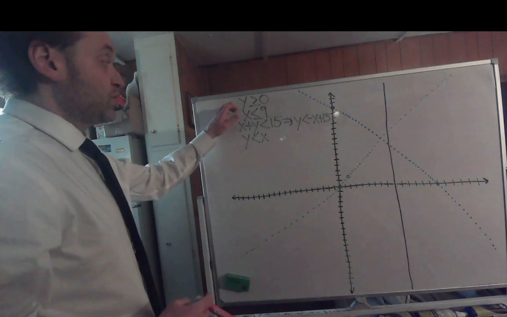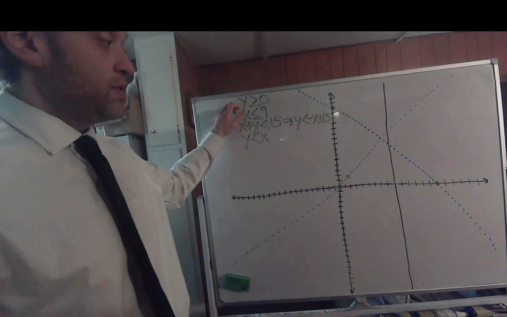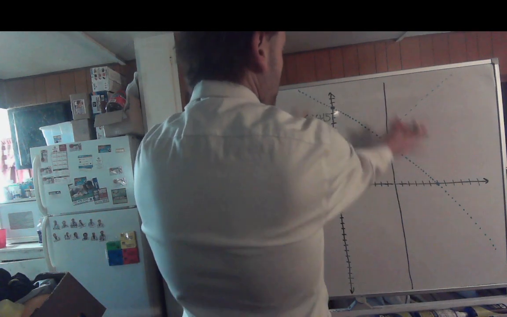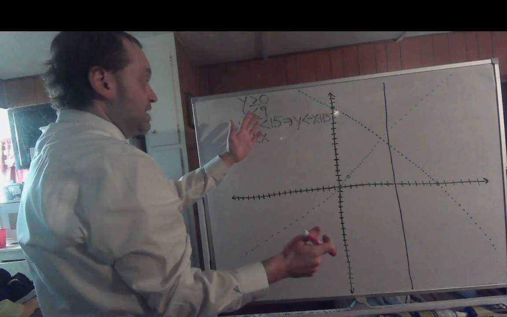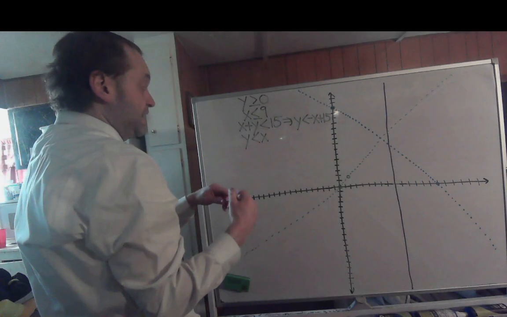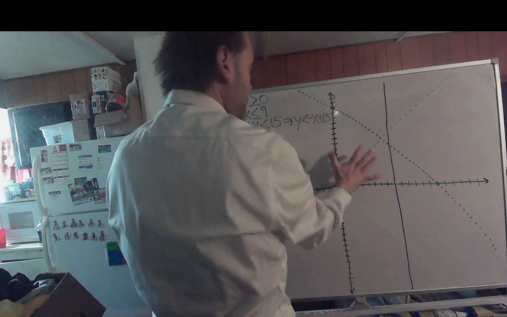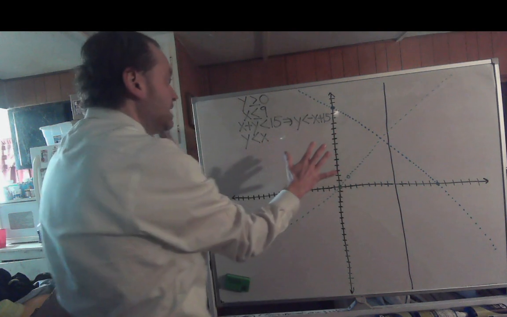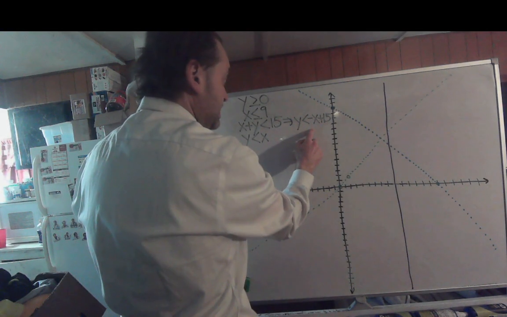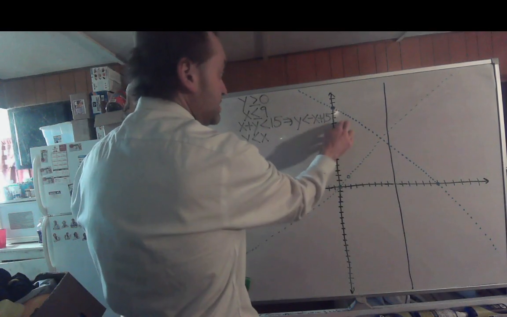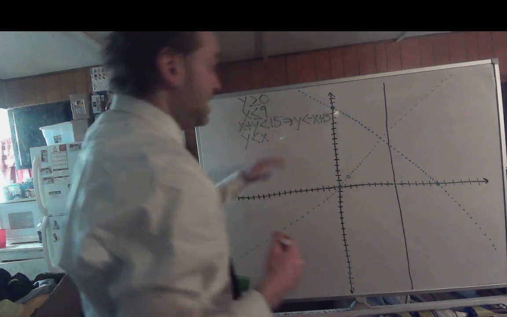So y is greater than or equal to 0. Well, that's going to be obviously above the y equals 0 line. That's going to be in the northern half. X is less than 9. That's going to be left of this point, so now we're somewhere over in here, left of the purple line. Then y is less than negative x plus 15. That's going to be below this blue line here. So now we've just restricted this even more.